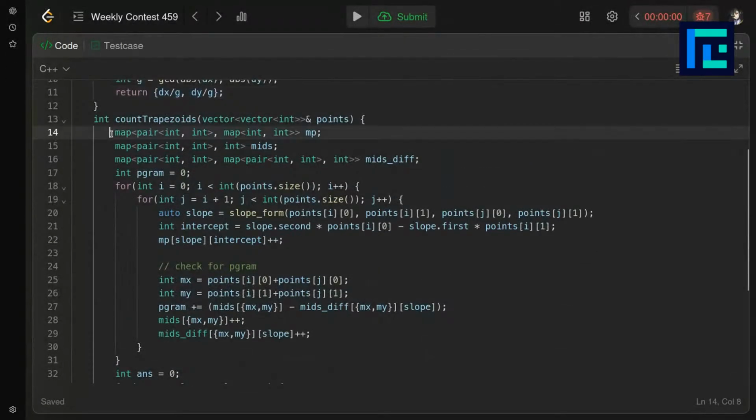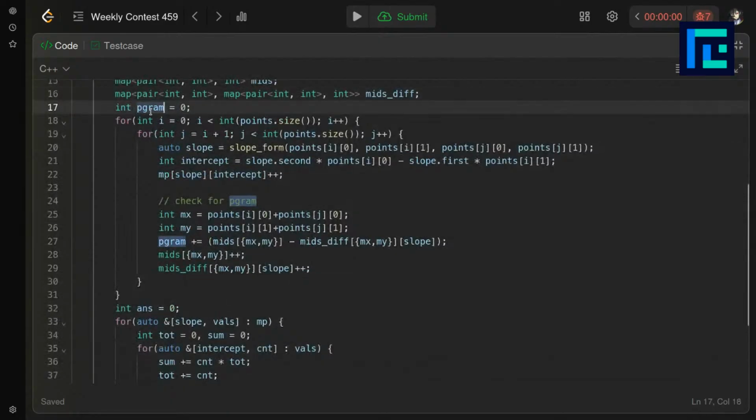Next step, here is my main map. It's going to go from slopes to intercepts and the count of each intercept. So it's a map from a pair of ints, which is the slope, to the intercept and the count. Now this is for calculating the parallelograms. This is for the midpoints, and this is the midpoints with the different slopes. So two maps, like I said. And this value, int pgram, is the number of parallelograms. It's going to count the number of parallelograms.